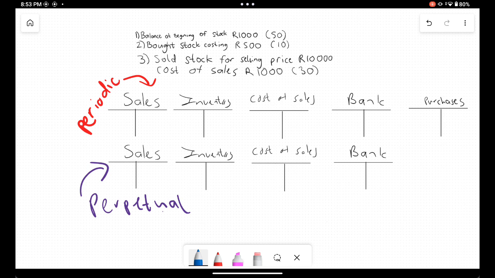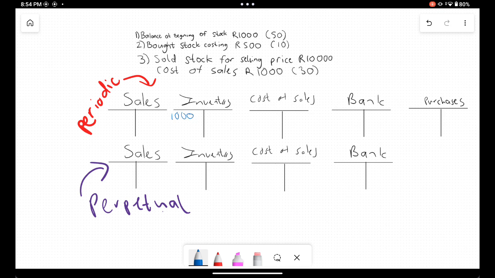Now you might be thinking why we have inventory over here. Inventory will still be under the periodic, just that at the end of the year we'll take this amount out of purchases and put it in the inventory. That is why we do our cost of sales calculation, but you will see just now. So balance brought down is 1,000 rand, so obviously on the debit side, 1,000 rand.